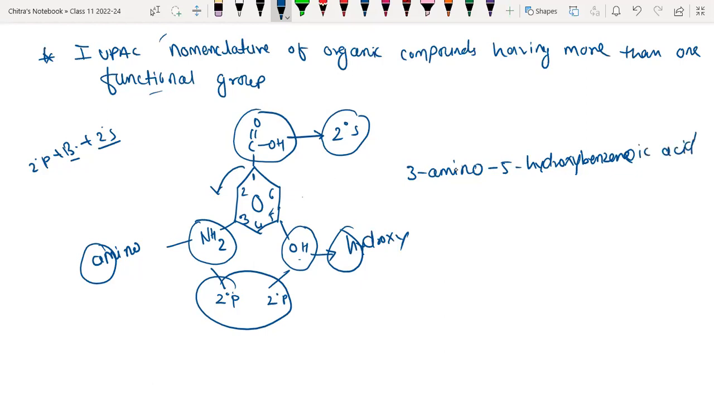Which one has more priority, amine or alcohol? If both are used as substituents, meaning as secondary prefixes, we go by alphabetical order, not on the basis of priority. By using priority, we only decide which one is going to be the suffix, the functional group. Otherwise, the rest will be prefixes only.